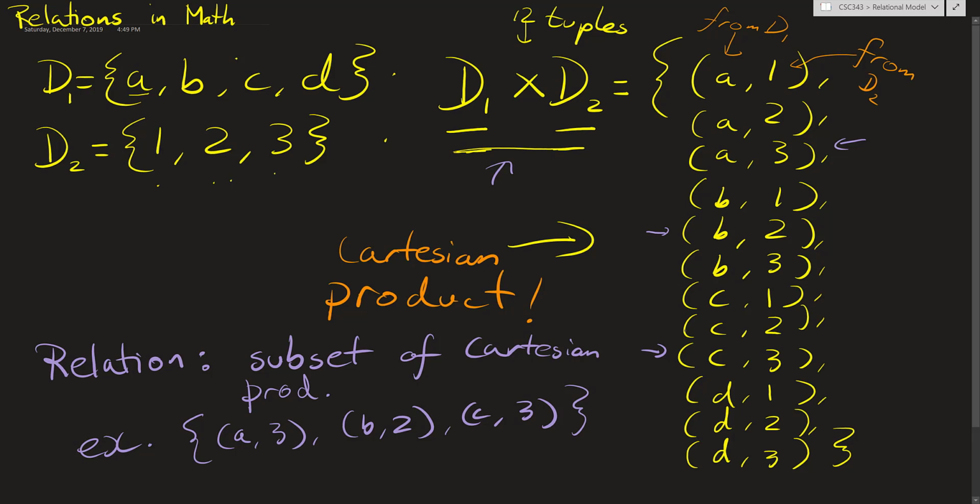That's a relation, and it's totally valid. It's a subset of D1 cross D2, and in our case, this is how we defined this relation. We took this particular subset and said this is the relation we're interested in. So that's the idea in general of relations in mathematics, and we'll see that it's pretty closely tied to database relations, relations in a table.